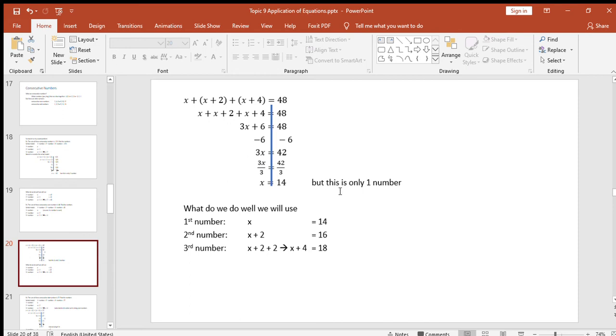But this is only one number. So what do we do? We plug our x into our models. So our first number will be 14. The second number will be 14 plus 2, which is 16, and our third number will be 14 plus 4, which is 18. So these are our three numbers, which is our answer.